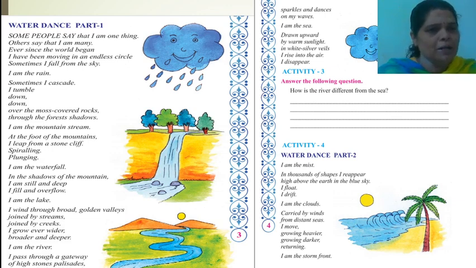बहुत सारा शेप्स है मेरा. Again I reappear high above the earth in the blue sky. कहाँ पे मैं appear करती हूँ? In the high above the blue sky in the form of clouds. And you can see sometimes we used to see the clouds are moving, floating, moving from here and there. So I float, I drift.